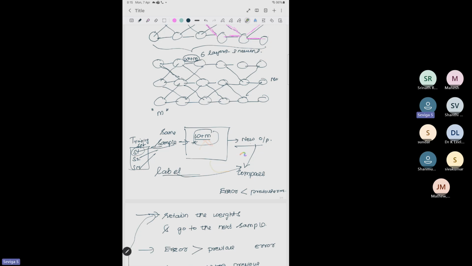So this is the gradient. The point about the gradient is that it will work very well in small ranges. It will not work well in bigger ranges. It will work well in small ranges.